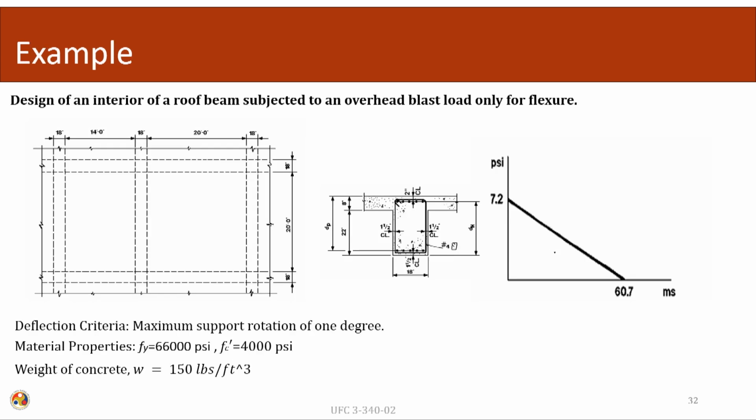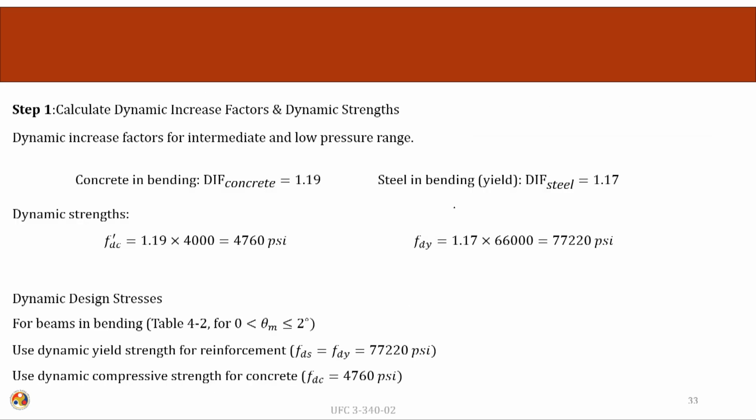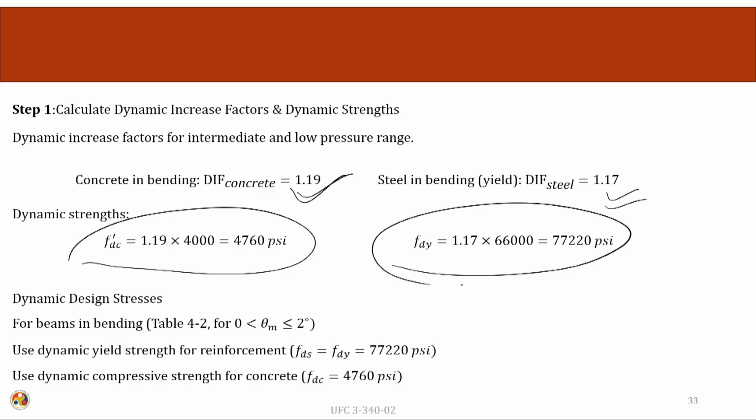Let us look into one example. Similar to the previous case, equivalent loading has been given. First we need to choose the initial section; in both cases, an initial choice of section is required. We take the applied loading as my equivalent loading, and multiply the stresses by the respective factors to get the dynamic stresses. So, we calculate the dynamic strength.